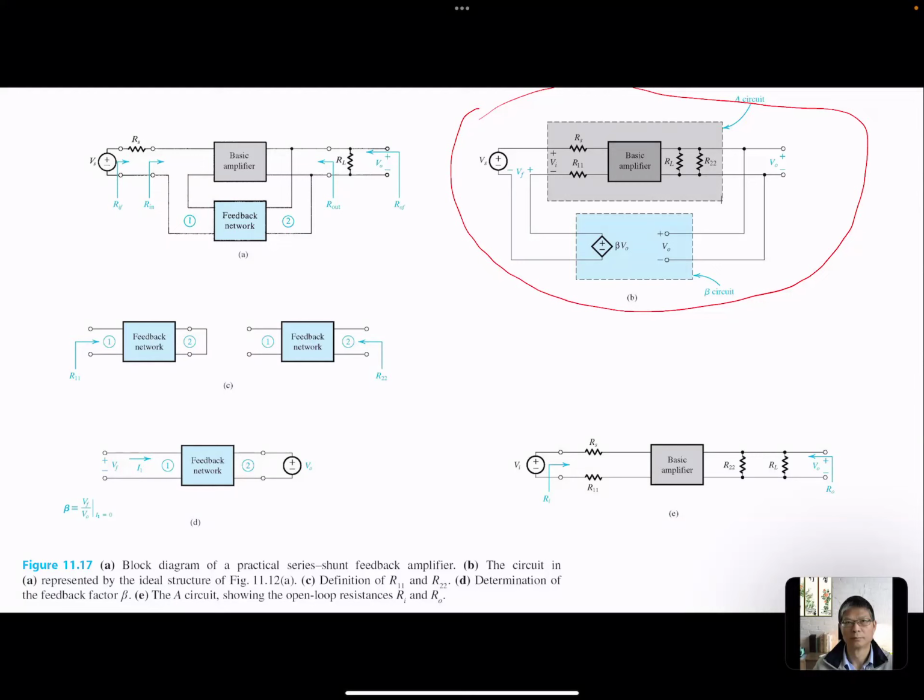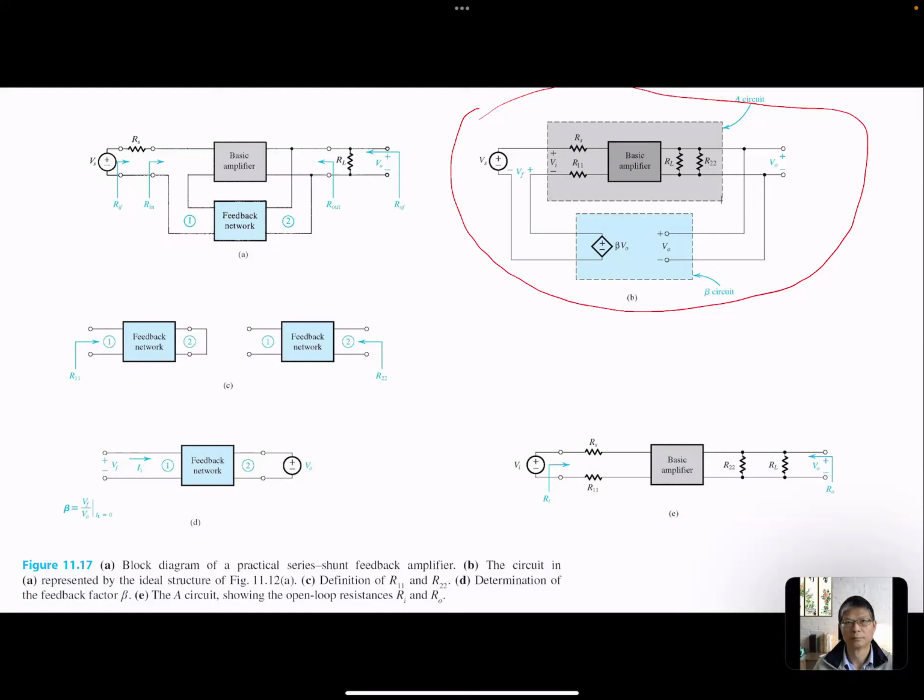If we want to get R22, we open the output side and look from the input side of the feedback network, because this is the feedback: the input is on the right and the output on the left. So open the left, and I get R22. Then for calculating beta, we apply a voltage on the input side, thinking of this as the input to the feedback network, and measure the voltage over here. Take the ratio between VF and VO, and that will give you the beta.